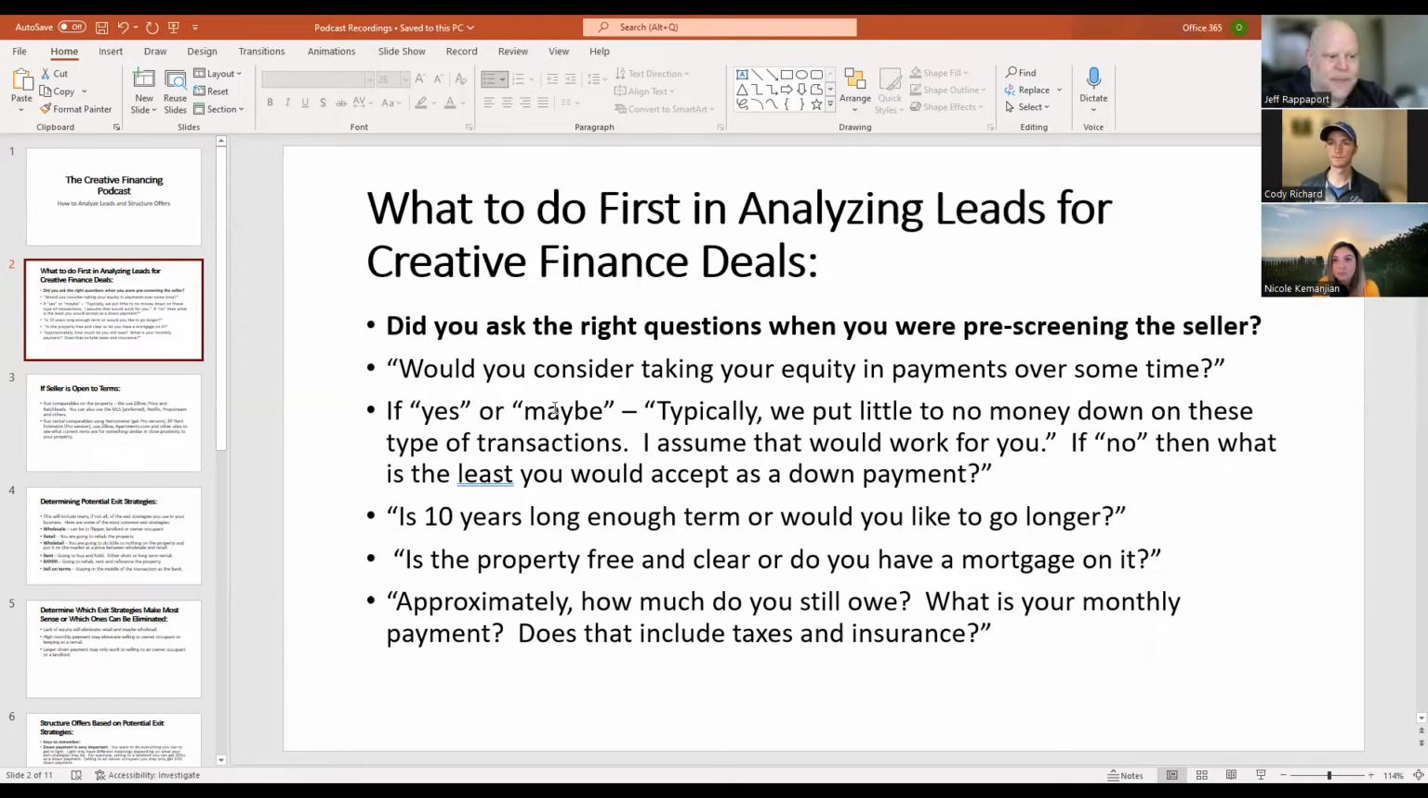Is the property free and clear? Do you have a mortgage on it? If you don't get this information, truly, it is going to be very difficult. If there is debt on the property, you need to know approximately how much it is, and you certainly need to know what a monthly payment looks like. If you don't have that information, we're guessing. It's a total guess, right?